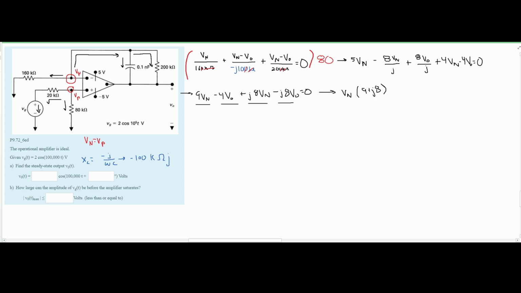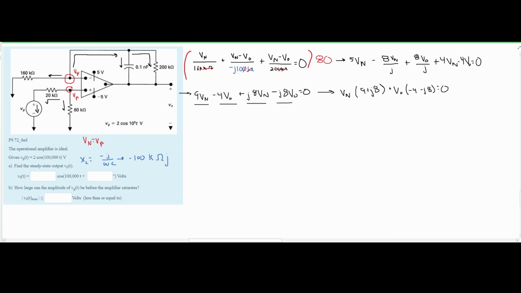So we will have a plus V0, and then inside of here we are going to have a -4 minus j8, and this is set equal to 0. We know that our Vn is equal to our Vp, so instead of writing Vp for this part, I'm just going to write Vn, but they mean the same thing.